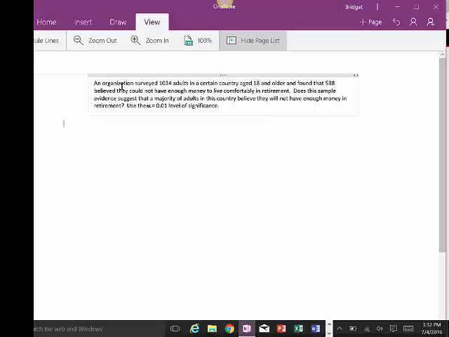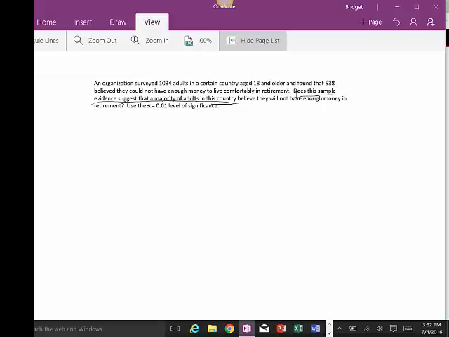We have an organization that surveyed 1,034 adults in a certain country that are over 18 and found that 538 of them believe that they will not have enough money to live comfortably in retirement. So the question is, does this sample give us evidence that a majority of adults in this country believe they will not have enough money?